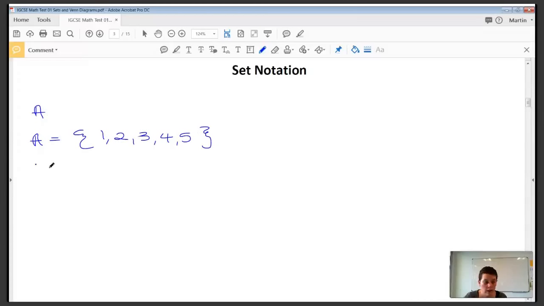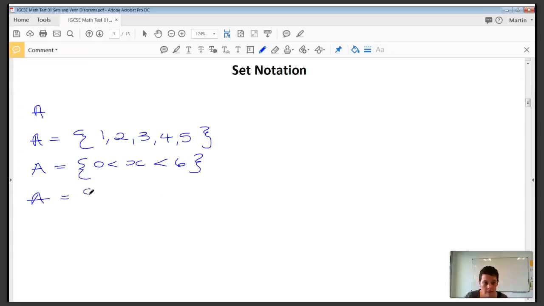We could also say, whoa, that one is awful. Okay, our numbers 1 and 5, therefore 0 is less than x, which is less than 6. So there's another way of saying exactly the same set.